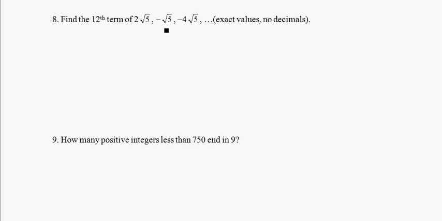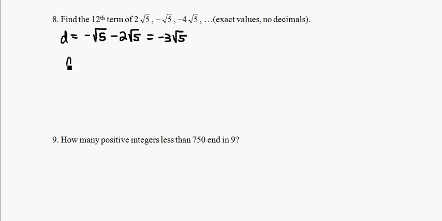Here we have another radical situation. We want to find the 12th term of the following arithmetic sequence, where our first term is 2 radical 5, and we need to determine our common difference. So our common difference is going to be the difference of 2 consecutive terms, so negative radical 5 minus 2 radical 5. I subtract those two, I get negative 3 radical 5.